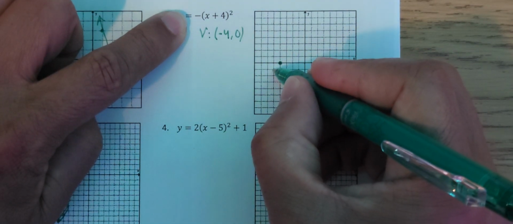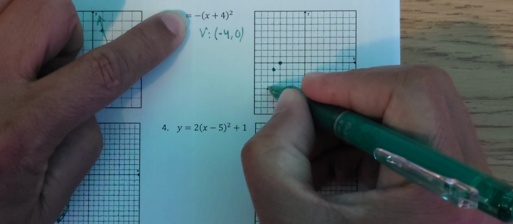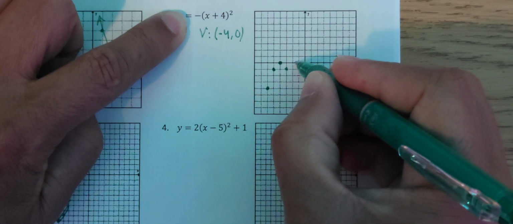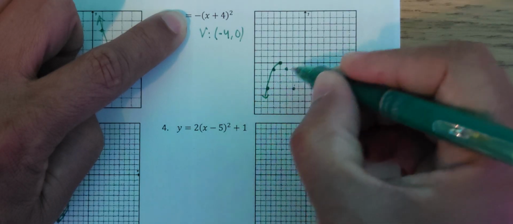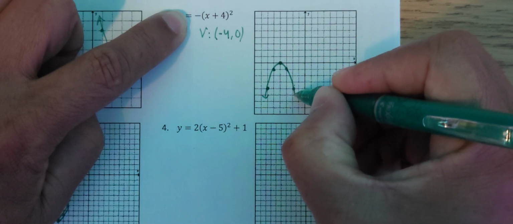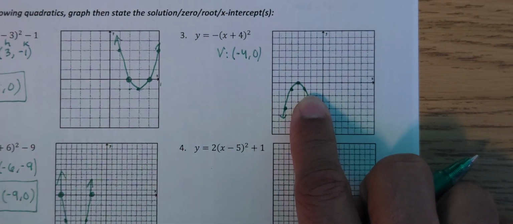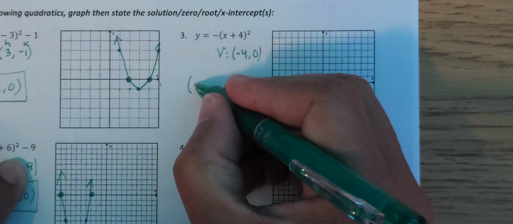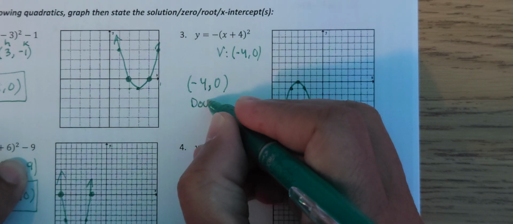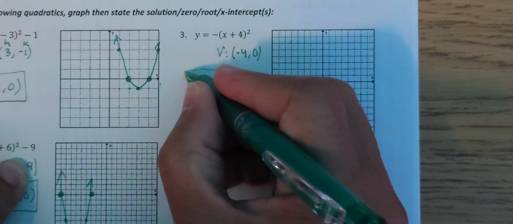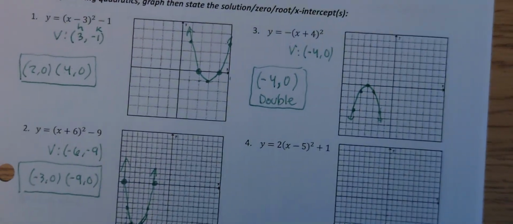So if I go left 1, down 1. If I go left 2, down 4. Right 1, down 1. Right 2, down 4. Then connect the points. And notice this is an example of when you have the vertex right on the x-axis, which means that solution is a double solution. Okay, so I'm going to write that down. So the x-intercept is where x is negative 4, y is 0, and this solution is a double because we have the vertex right on top of the x-axis. Right, so that's number 3.